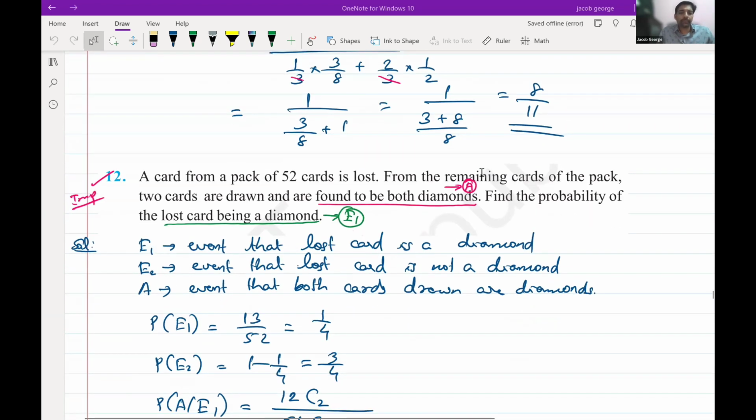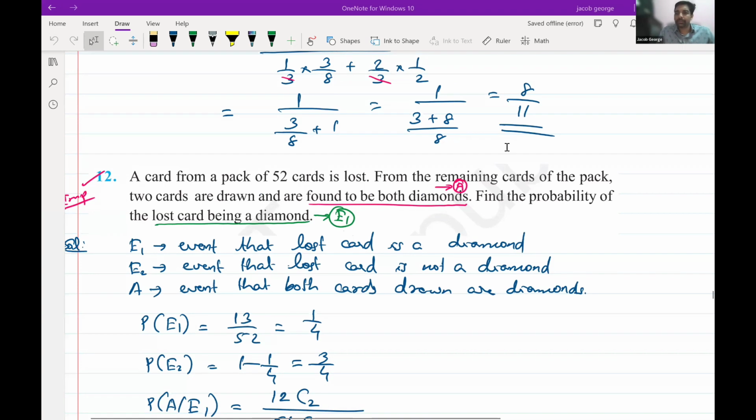A card from a pack of 52 cards is lost. From the remaining cards of the pack, 2 cards are drawn and are found to be both diamonds. So that is our capital A, found to be both diamonds. Then from the last sentence, we get a clear idea of E1 and E2. Find the probability that the lost card is a diamond.